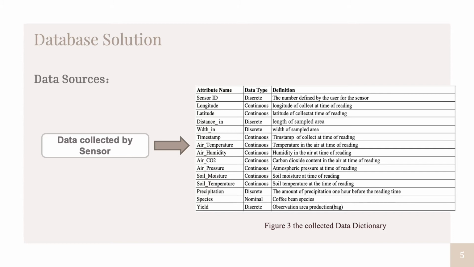Let's take a look at the screenshot. This is the screenshot of the dictionary, and it contains 3 types of data: the name, data type, and the definition of the attributes. So we can see we have the location, the climate data, and also the species and yield. We plan to purchase integrated sensors to reduce the number of sensors deployed in a plantation. The initial value of the data collection frequency is hourly collection, and users can change it in the experiment.